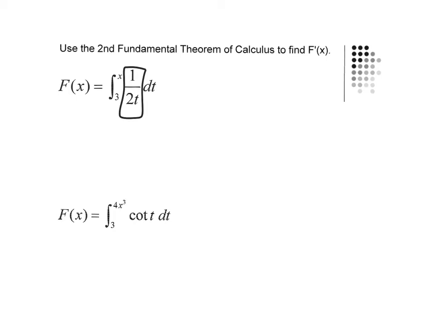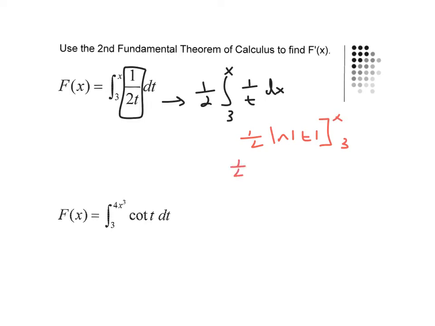So as a reminder, if you wanted to integrate this, you could do 1/2 between 3 and x of 1 over t dt. And then the integral of that is literally just 1/2 ln absolute value of t, different variable, between 3 and x, right? Plug in the x, so we get 1/2 ln of x minus 1/2 ln of 3. And then this is literally saying now find the derivative of that.